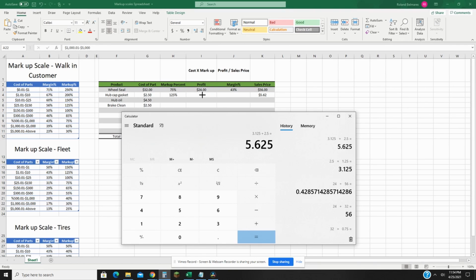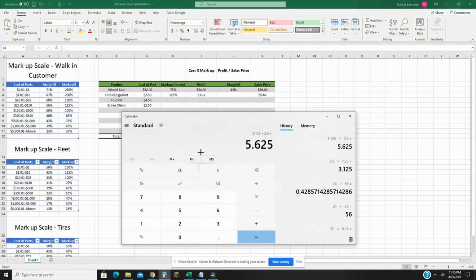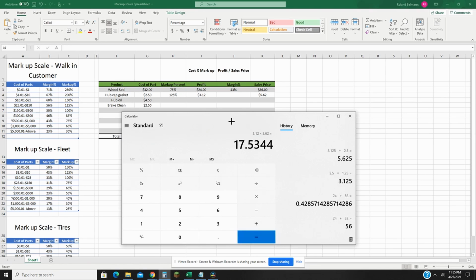So I forgot to put our profit. Our profit was $3.12. $3.12 here. Okay, so what is our margin? So we know we're going to charge $3.12 on top of the $2.50 that we paid for that hubcap gasket, which equals $5.62. So our margin is going to be that price that we marked it up, or price that we're marking up to, $3.12, the profit, times the sell price, which is $5.62.